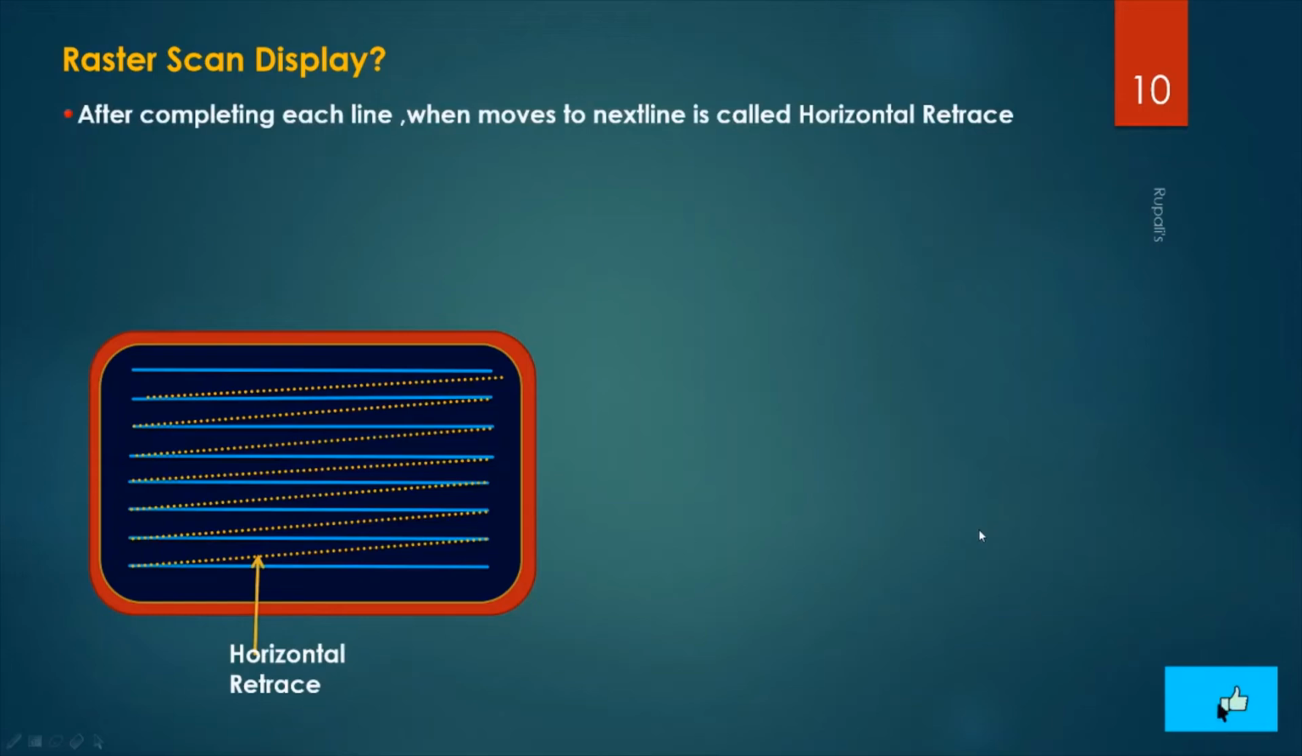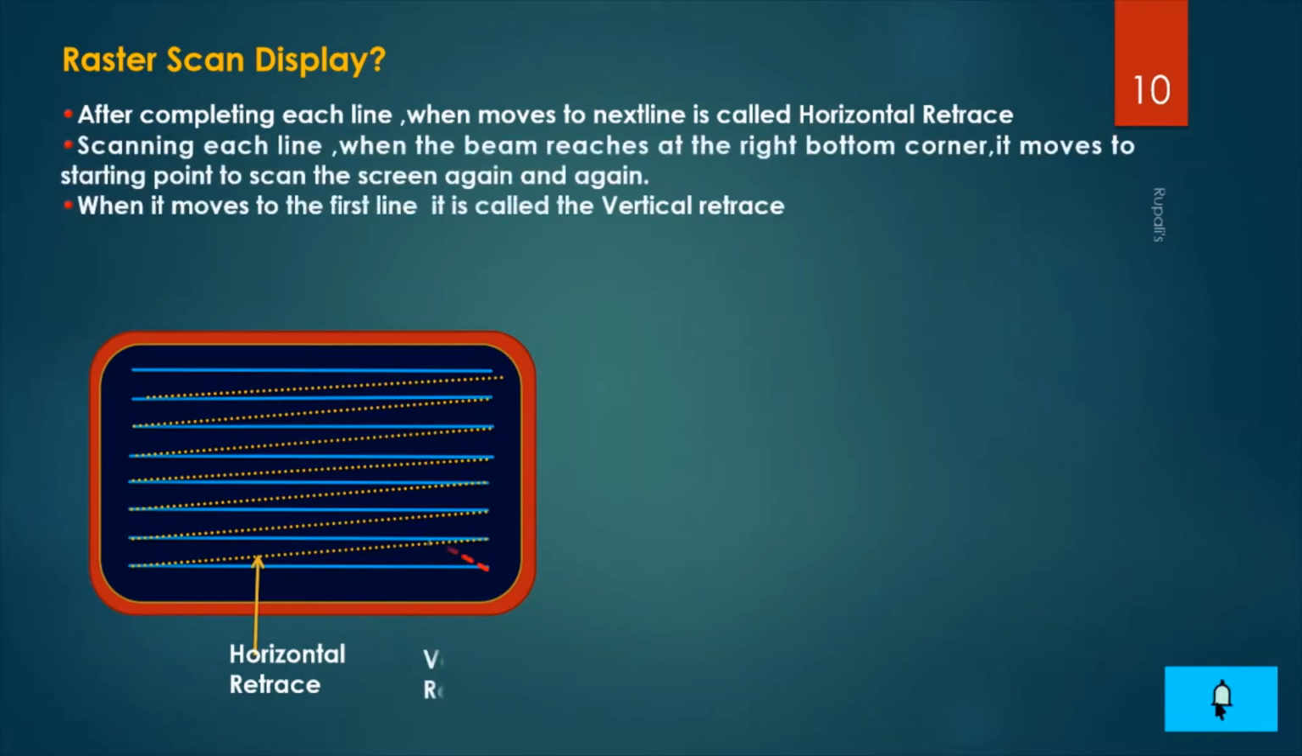After completing each line, moving to the next line is called horizontal retrace. So, what is horizontal retrace? After completing each line, the move to the next line is called horizontal retrace. After scanning each line, when the beam reaches the right bottom corner, it moves to the starting point to scan the screen again and again. After completion of the screen, when it moves to the first line, it is called vertical retrace.